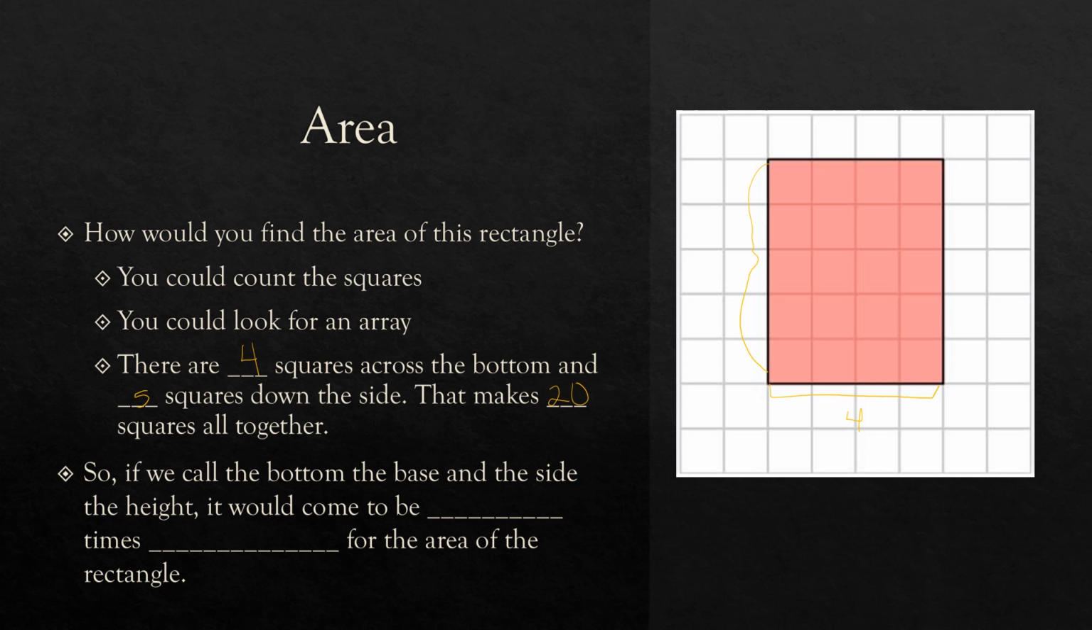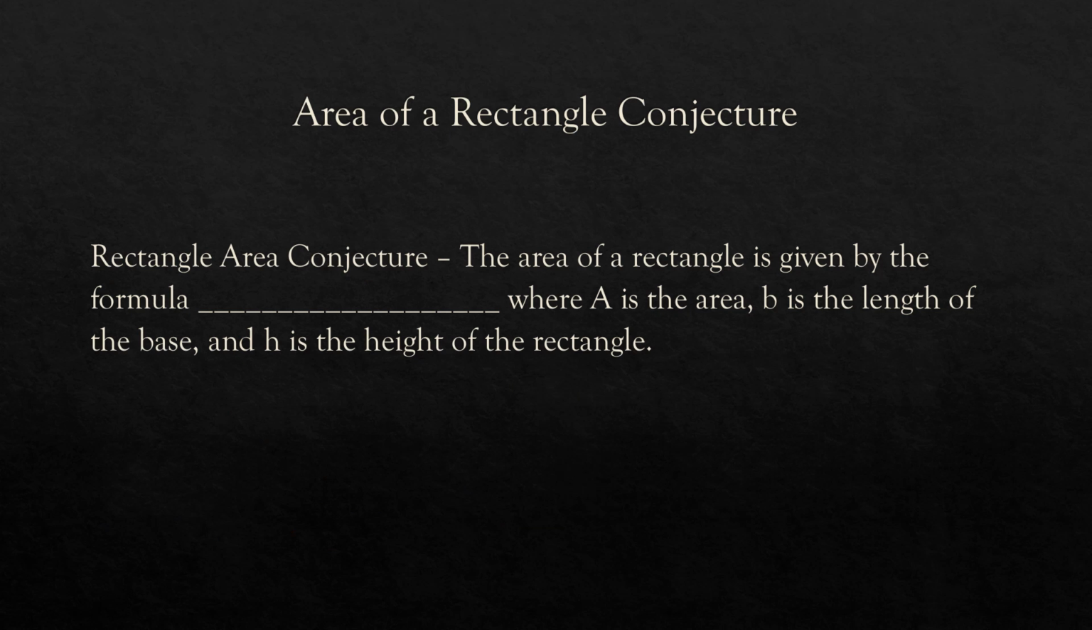If we call the bottom the base and the side the height, it would come to be the base times the height for the area of the rectangle. So our rectangle area conjecture: the area of a rectangle is given by the formula A equals BH. A is the area, B is the base, the length of the base, and H is the height of the rectangle.